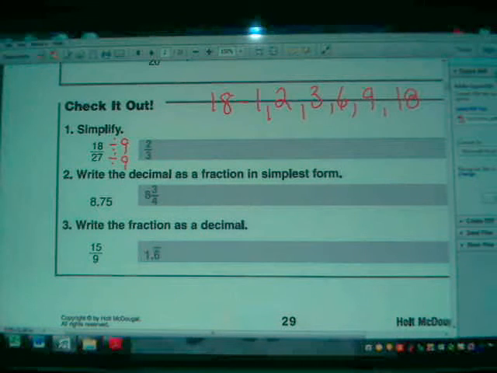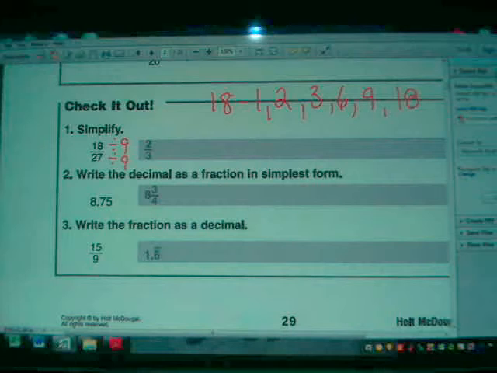Let's take a look at the second question there. It's asking us to write the decimal as a fraction in simplest form. Now again, there are two different ways we can look at this. We can look at changing this into an improper fraction, or we can look at writing this as a mixed number. Since they've already approached it with the idea of a mixed number, let's follow that route.